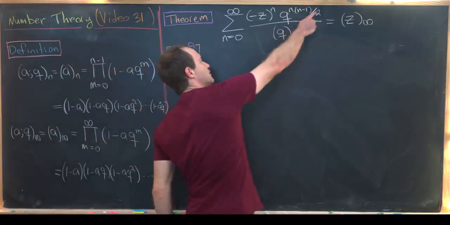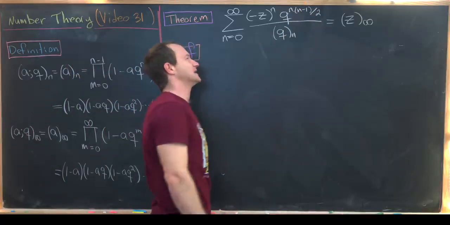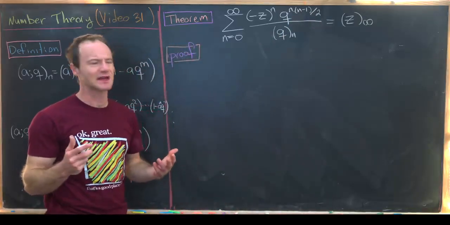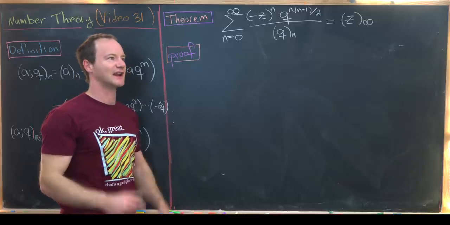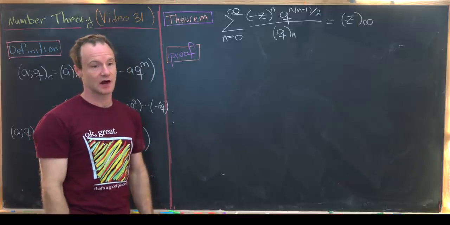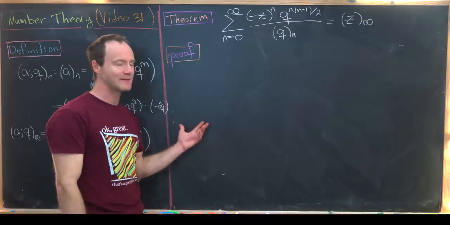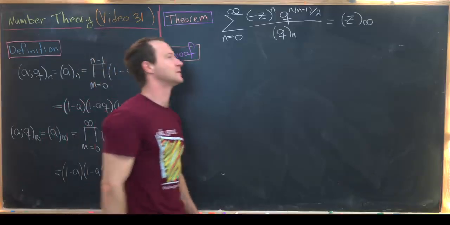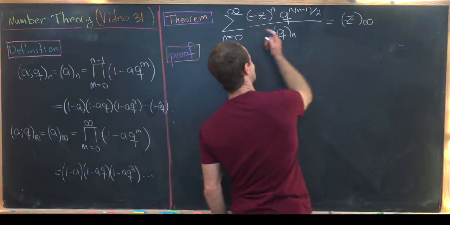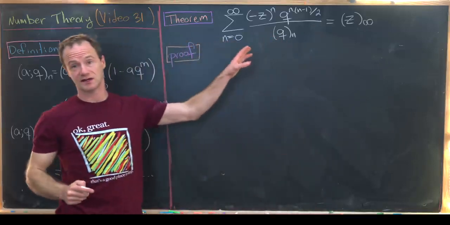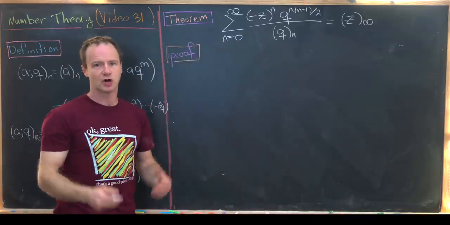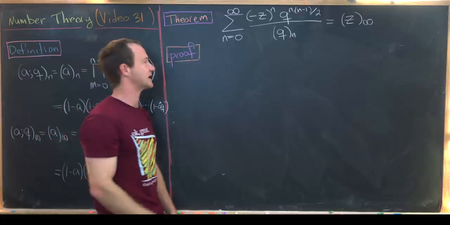Now this exponent here of q, this n times n minus 1 over 2, may seem like it came out of nowhere, but we'll see that it arises quite naturally in our proof. Okay, great. So now let's get going here, and we'll do the same kind of thing that we did before. We will assume some expansion of the product side and then find a recursion on the coefficients of that expansion.